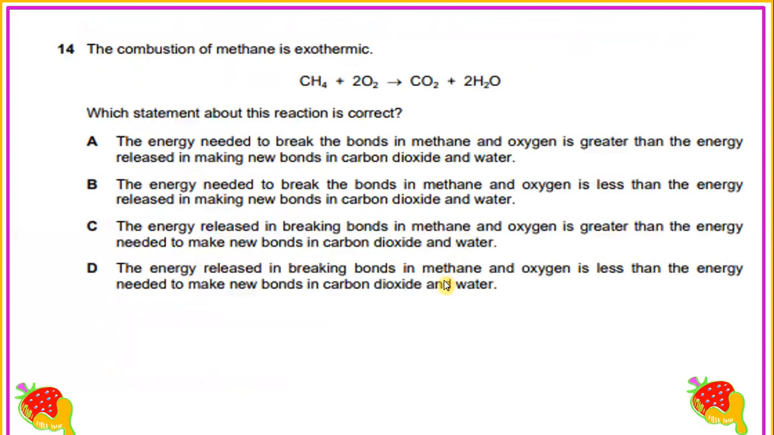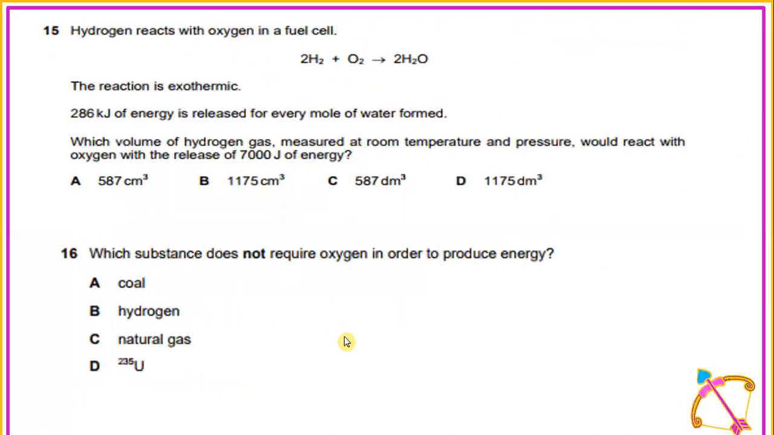Number 14, the combustion of methane is exothermic. Which statement about this reaction is correct? So the energy needed to break the bonds in methane and oxygen is less than the energy released in making new bonds in carbon dioxide and water. Number 15, hydrogen reacts with oxygen in a fuel cell, 2H2 plus O2 to form 2H2O. The reaction is exothermic. 286 kilojoule of energy is released for every mole of water formed.